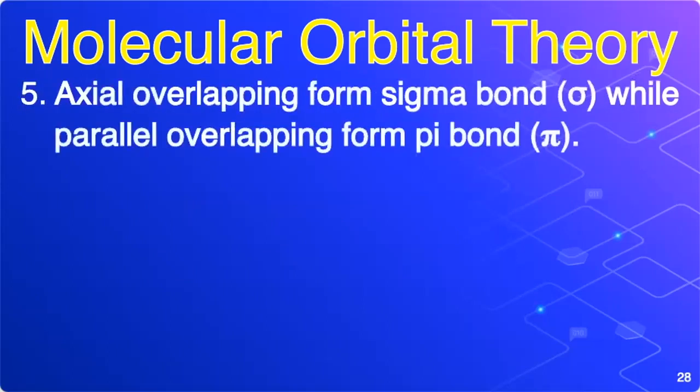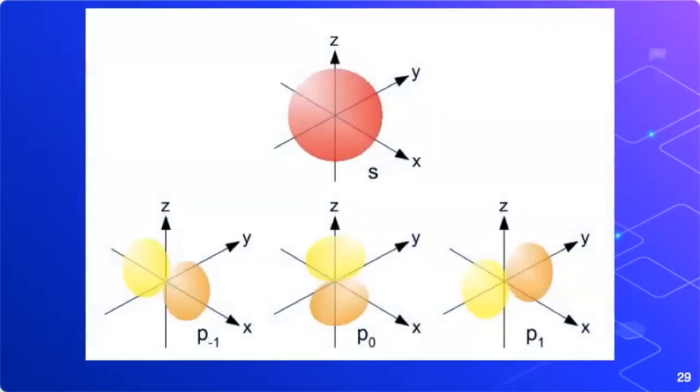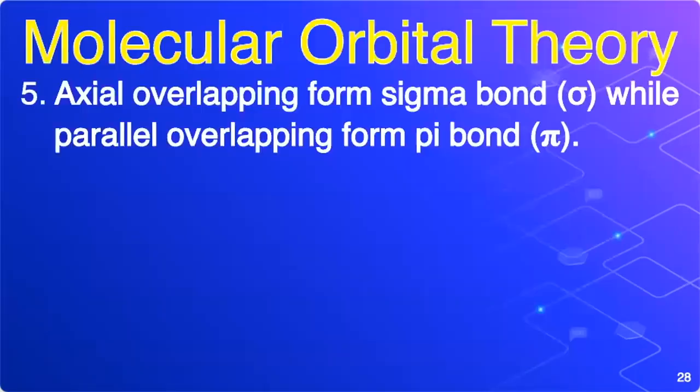The fifth one is that axial overlapping forms a sigma bond, while parallel overlapping forms the pi bond. So let us review the shape of the s and the p orbital that we discussed last time. The s orbital is always spherical in shape, while the p orbitals are dumbbell in shape in 3 orientations, the x, the z, and the y axis. When two s orbitals overlap, they form an axial overlapping or a head-to-head overlapping.